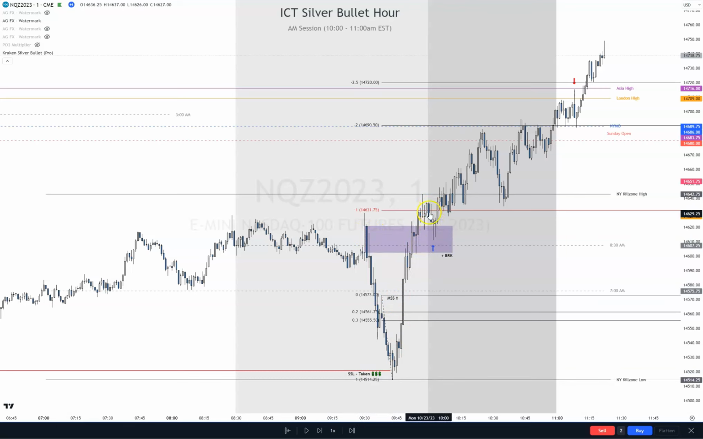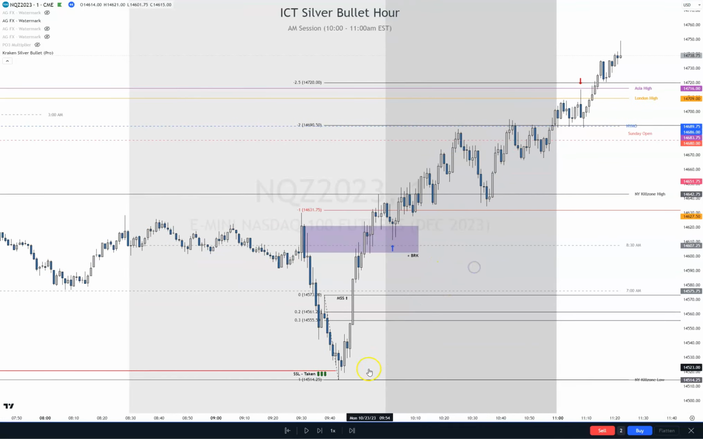That all was before the Silver Bullet hour started. Okay, we pulled our manipulation leg standard deviations, and we had 2.5 right above the Asia high and the London high, which we know there's a lot of liquidity right there, and 2.5 standard deviations is a great target. If it goes past 2.5, it usually goes to 4. So once it did this, we were kind of aiming to see if it's going to go to 4, and it took quite a while to get to the 4.